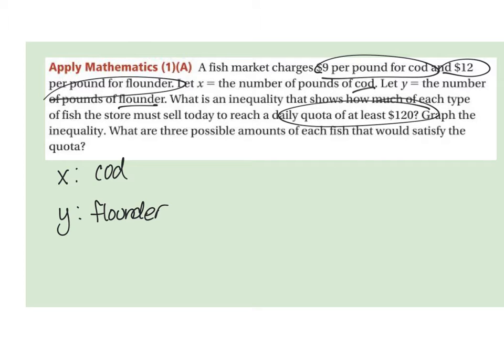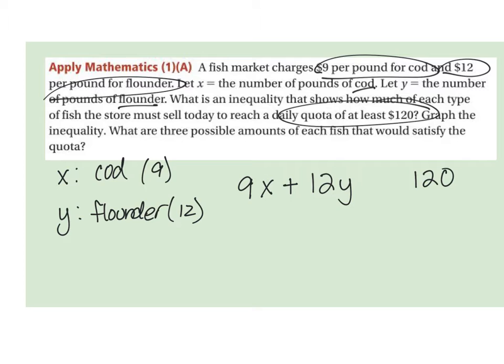The cod costs $9, so I'm going to put 9 next to that, and the flounder is 12. So now we actually have everything we need to write our inequality. We know that it's going to be $9 per pound, so that would be 9x plus 12y. And we want it to be somewhere around $120.